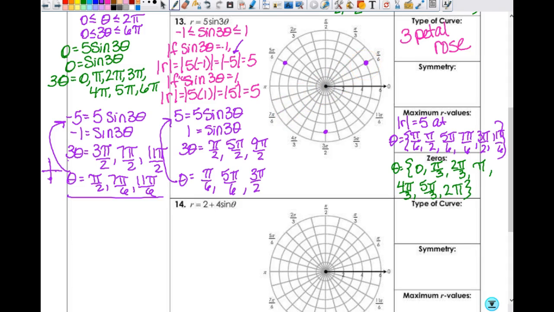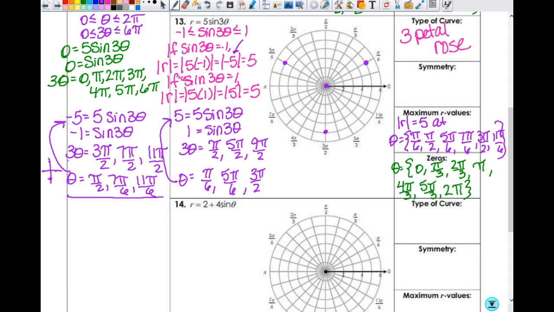If you know what it looks like, and you're starting to repeat, then you could probably stop. This is supposed to be a 3-petal rose. Am I going to have any more maximum r's on there? No, that's it. The rest are just going to repeat right on top of each other and kind of alternate back and forth between positive and negative. So I'm good, and I can stop worrying about plotting points. I have zeros, a lot of them, but they're all just going to plot right on top of each other right there.